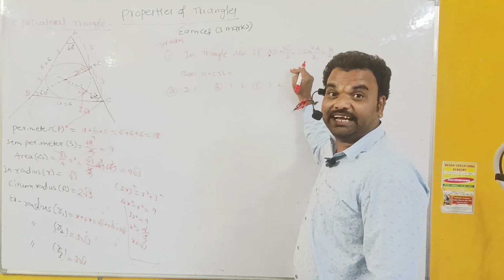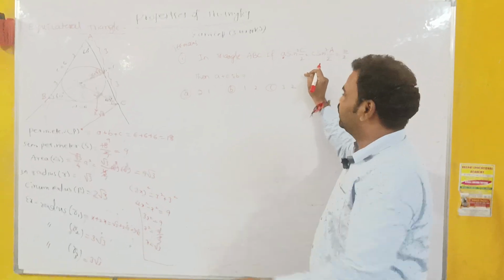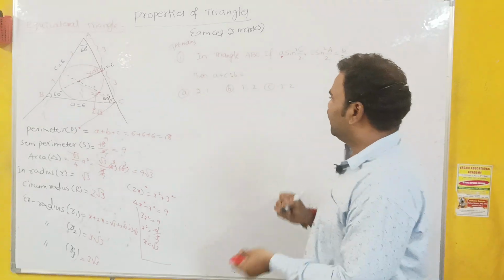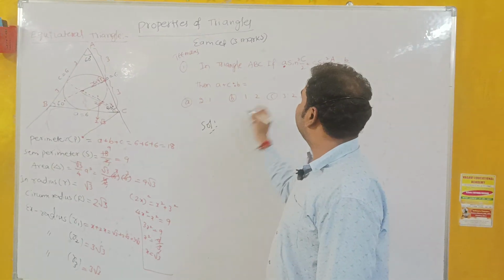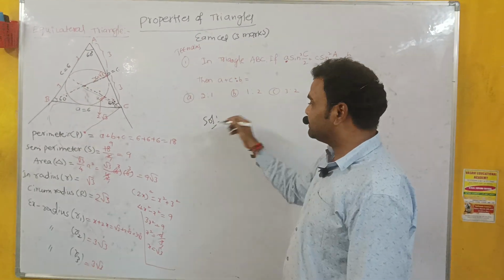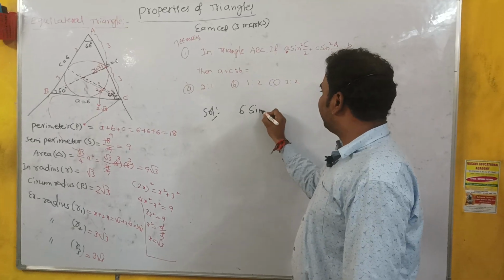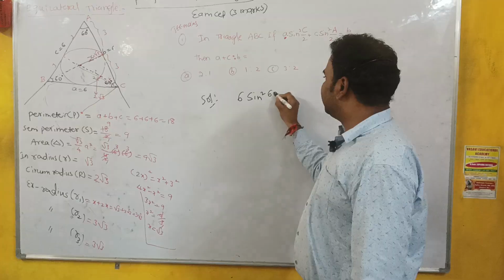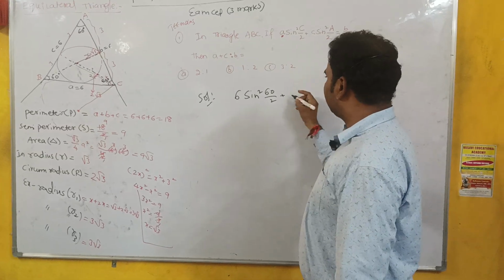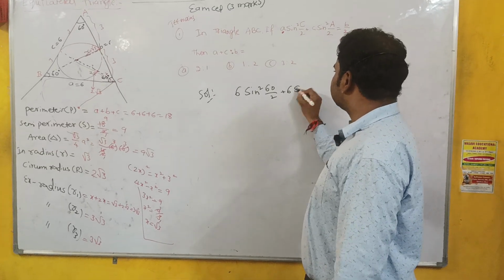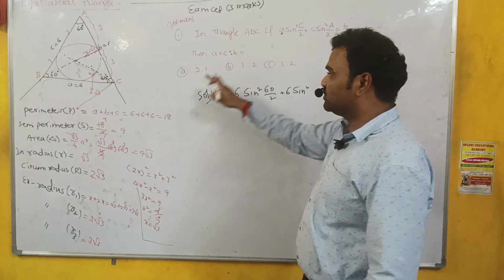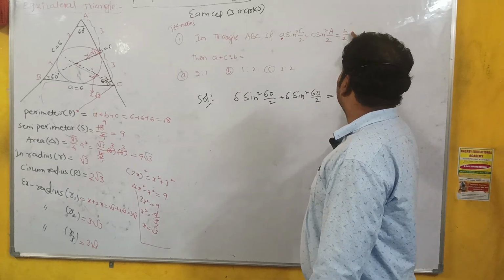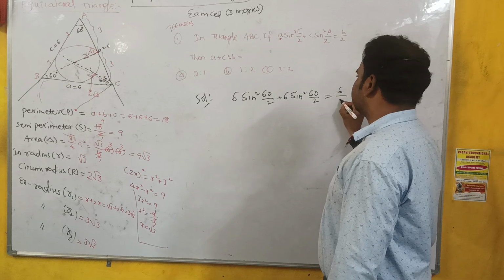We need to apply the trick for equilateral triangle questions here. Suppose I take the substitution method. Then the solution: a is a side, so a equals 6. Sine square of C by 2, C is an angle, how much here? 60, 60 divided by 2. Plus c should be 6, sine square of A, angle 60, 60 by 2. That must be equal to b, the side. b is equal to 6 by 2.